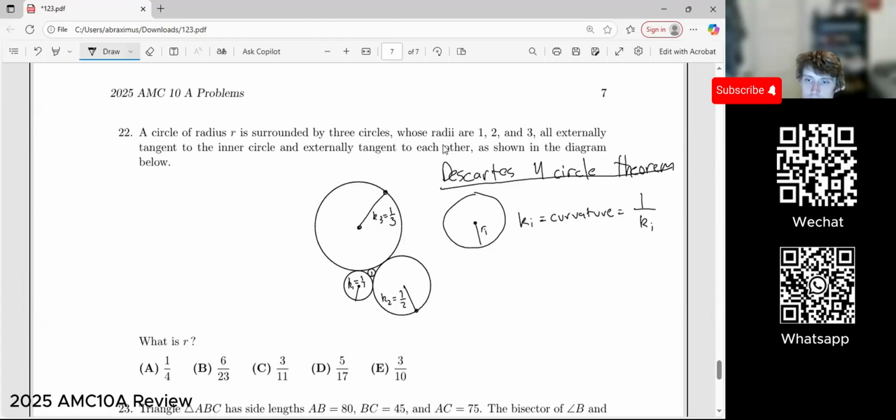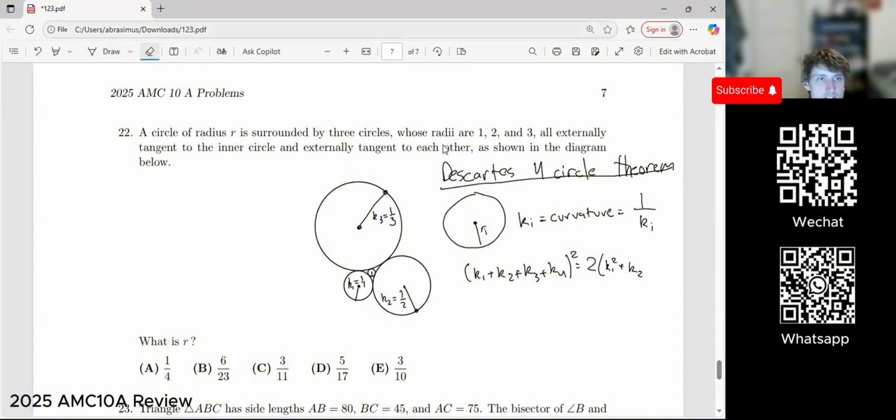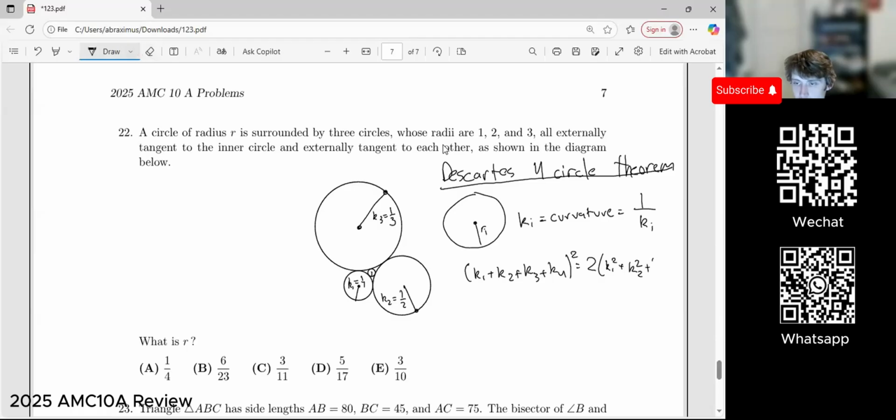So Descartes' four-circle theorem says that if we have four circles that are mutually tangent like this, then the square of the sum of their curvatures is equal to twice the sum of their squares. This is a super powerful formula. Oh, I'm messing this up. It's a super powerful formula, and it kind of looks random the first time you see it, but there's a ton of formulas that look a lot like this. It's actually not very unique. There's something going on here, which is really cool.